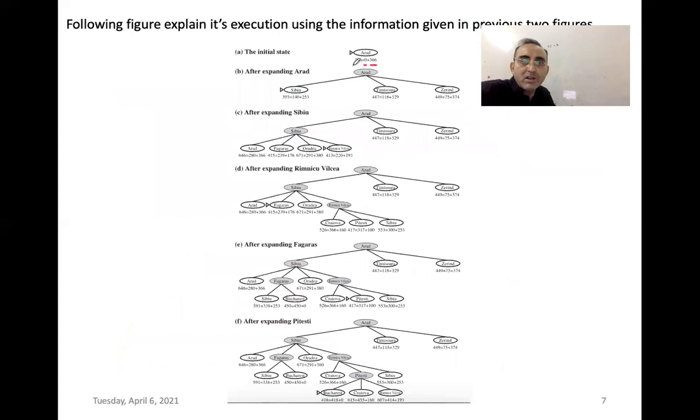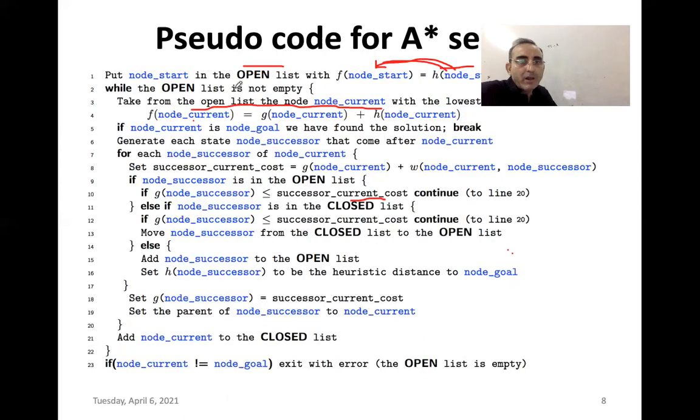0 plus 366 is 366, as you can see on this slide. Okay, now move on. Is Arad a goal node? No, it is not. If it were, we would have reached the goal node and would have to exit from this algorithm. So this condition is not true, and I will come to the next statement, which is to generate each successor node. I have to produce all successor nodes of the current node.